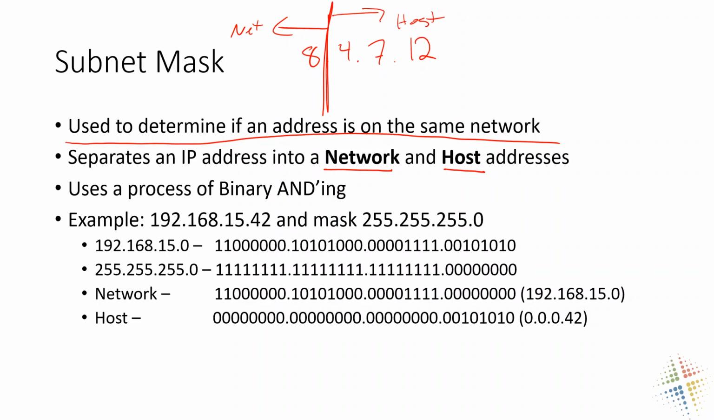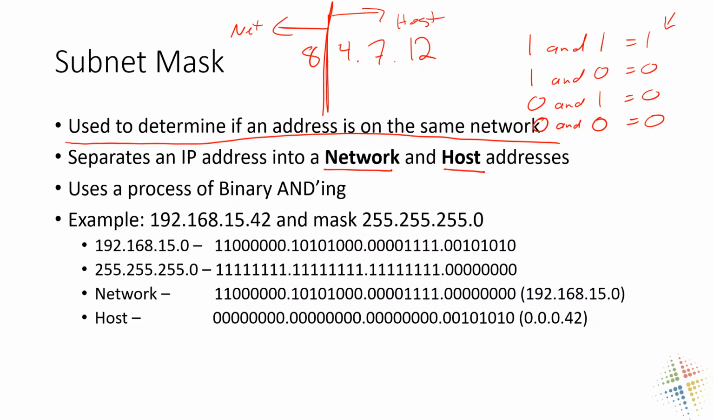What it does is use a process called binary ANDing. It says this and this. So 1 and 1 equals 1. 1 and 0 equals 0. 0 and 1 equals 0. And then 0 and 0 equals 0. So the only way to get a 1 as an answer is to have both 1 and 1.